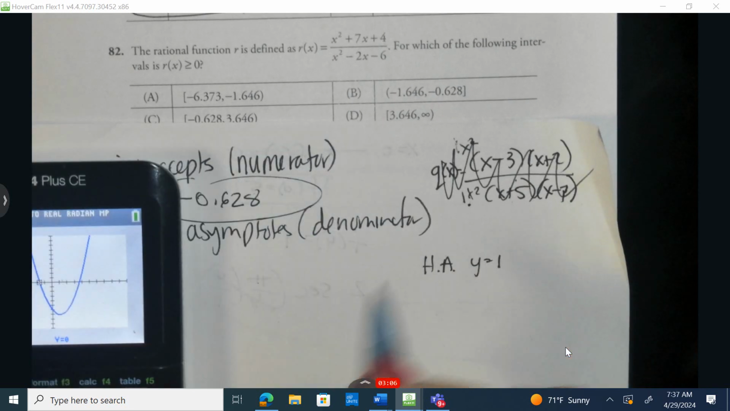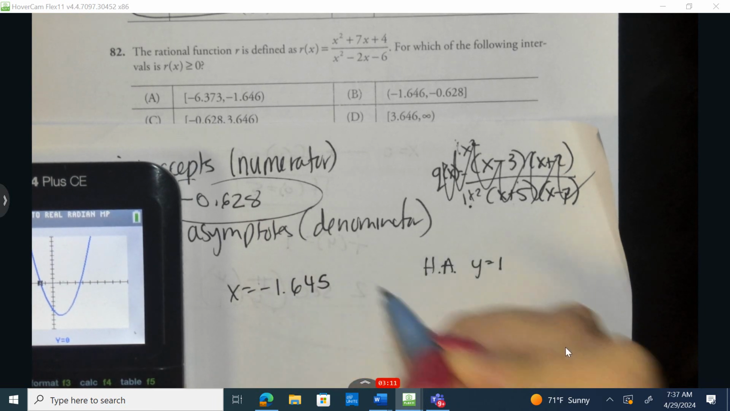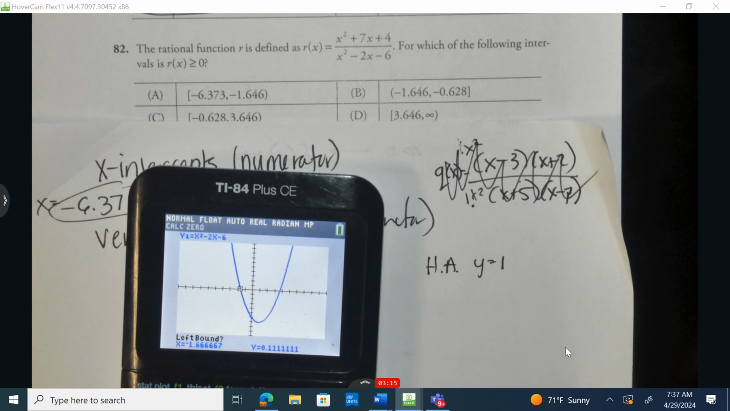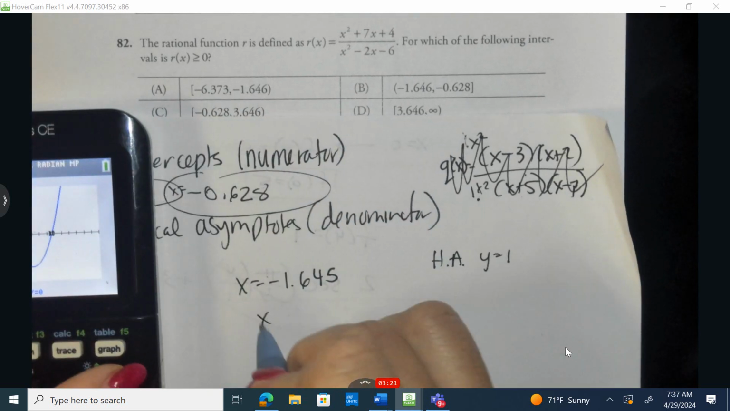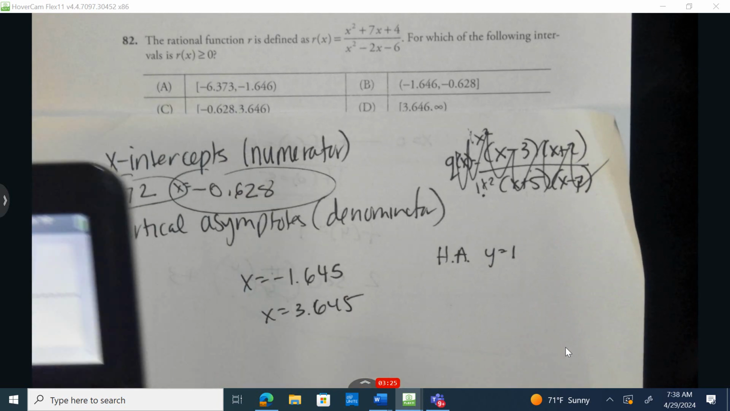That means we have a vertical asymptote at x equals negative 1.645. Let's do the next one. Second trace is 0. It looks like it's between positive 2 and positive 8, somewhere in between there, and we have 3.645. x equals 3.645. Now what do we know about this?